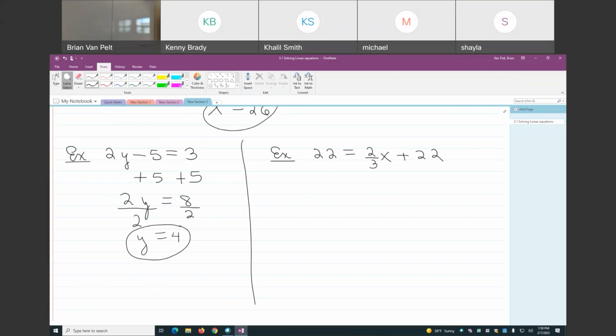This is longer than I thought it would take for this thing. Anybody get an answer? 0 is the answer. That sort of shocks students when you get an answer of 0. What would you do first? Subtract 22 from both sides. So you do get 0 over here, don't you?